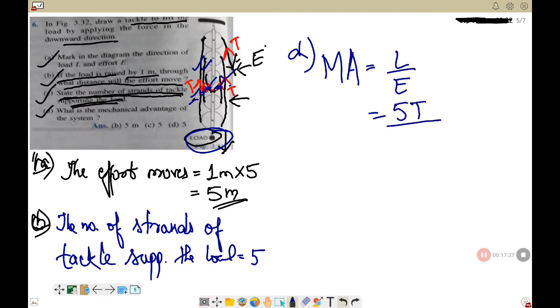Divided by the number of segments of the string supporting the effort, which is only 1 here, that is only 1T. So, effort is T. Load is 5T. So, T and T get cancelled, leaving behind 5. So, the mechanical advantage of this combination of pulleys, that is block and tackle, is how much? 5. Alright?